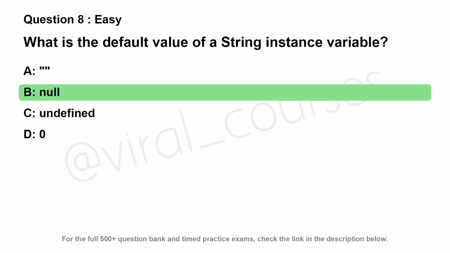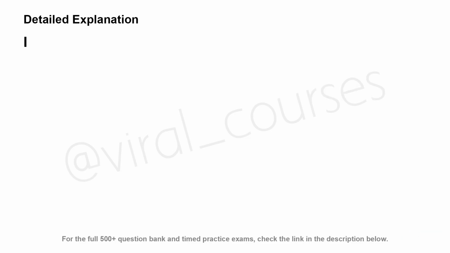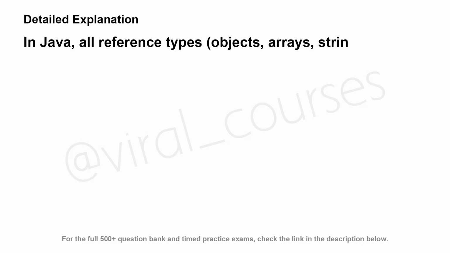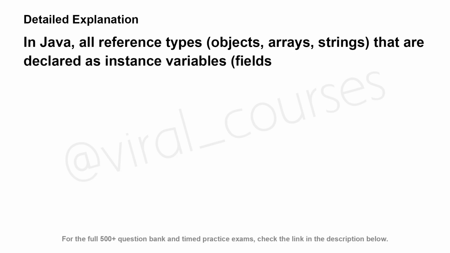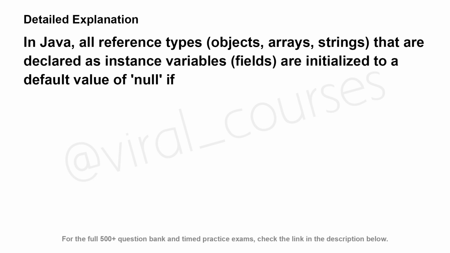The correct answer is B. In Java, all reference types, such as objects, arrays, and strings, that are declared as instance variables, or fields, are initialized to a default value of null if not explicitly initialized.